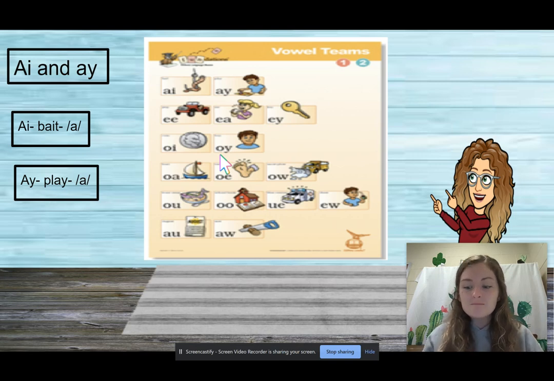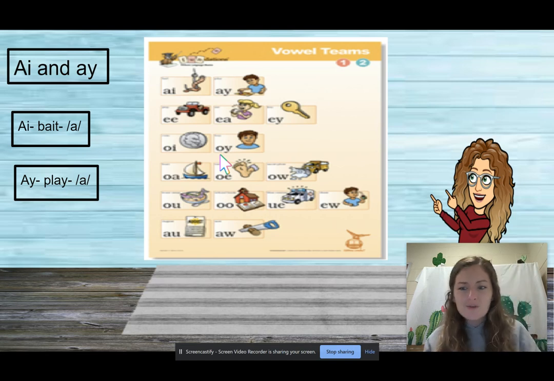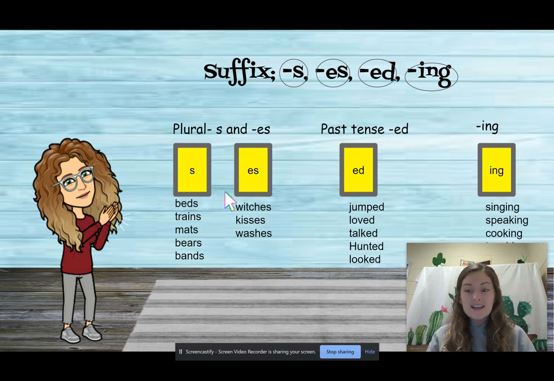All right, so today we are going to be talking about suffixes. Now, last year we talked about adding suffixes to the end of words. When we saw words that had a suffix s, remember, if we add a suffix s to the end, that means I have more than one of something, or I'm doing an action word right now. So we are going to practice with the suffixes s, es, ed, and ing.